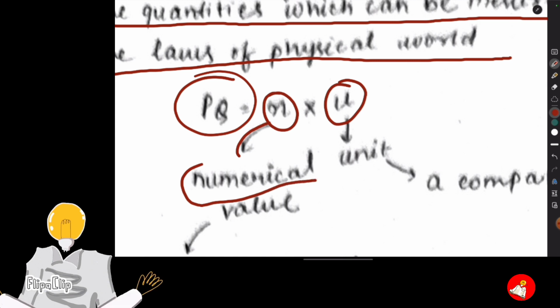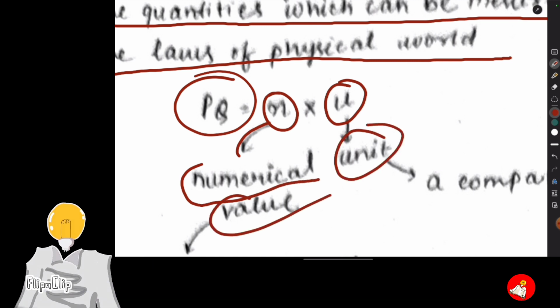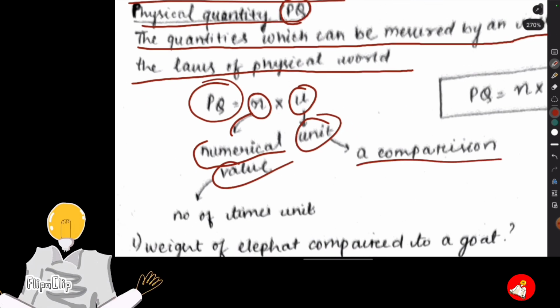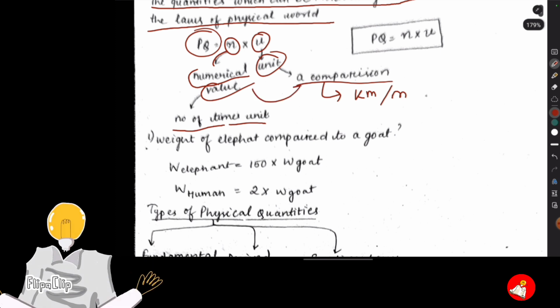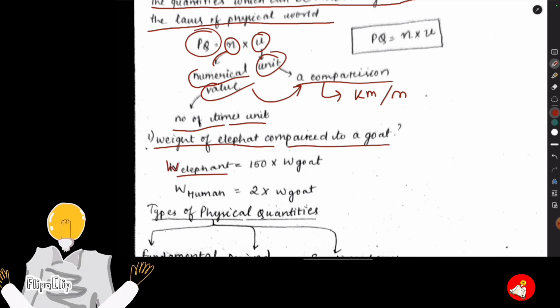Number is a numerical value and unit is a comparison among other units, such as kilometer has a deeper comparison with meter and such. Numerical values also show the number of times the unit is. Weight of an elephant compared to a goat is 150 times the goat.